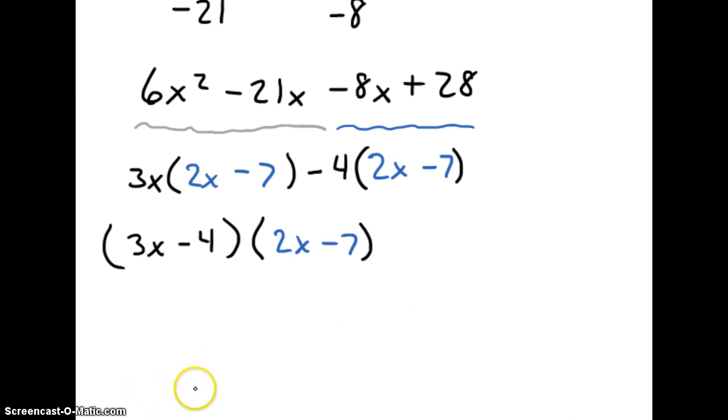In the next video, we'll look at some examples for how to do some of this factoring, but really that's the overall idea for it.